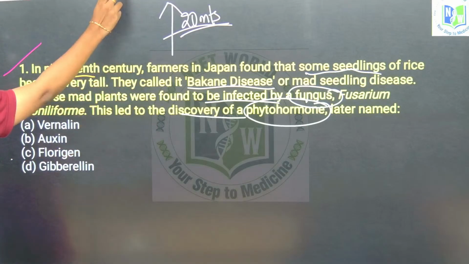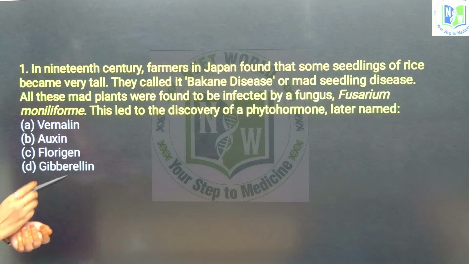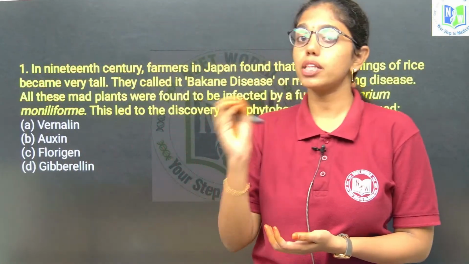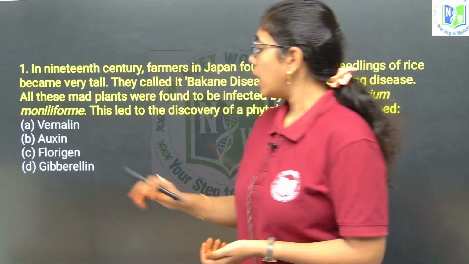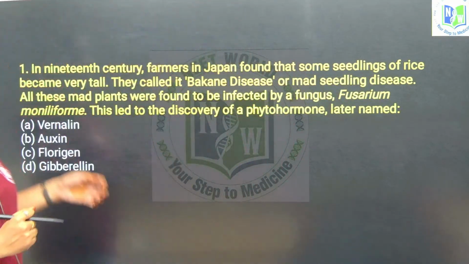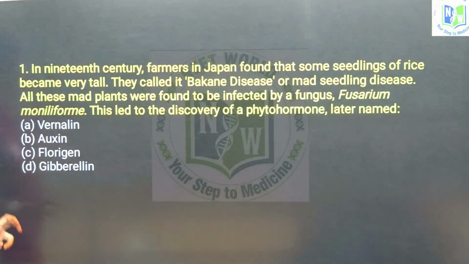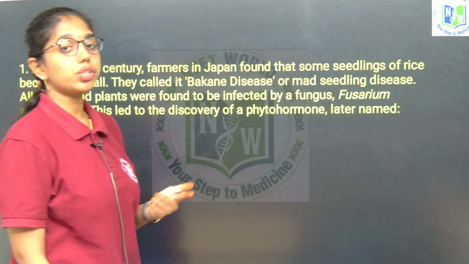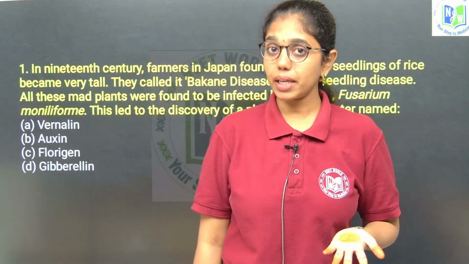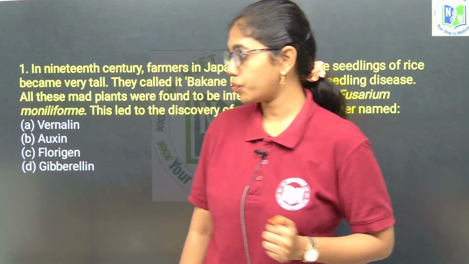So, if we look into the explanation, the chemical which is released by this fungus is what? Gibberellin. Because of that, there is an increase in the length of the plant. So, we will first look into the complete introduction, discovery, precursors, derivatives, applications and functions of gibberellins.